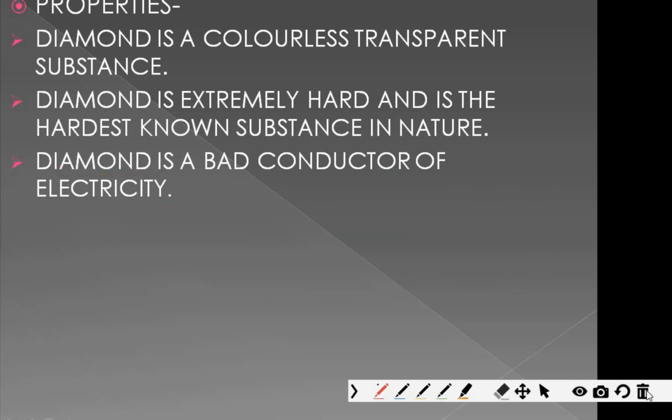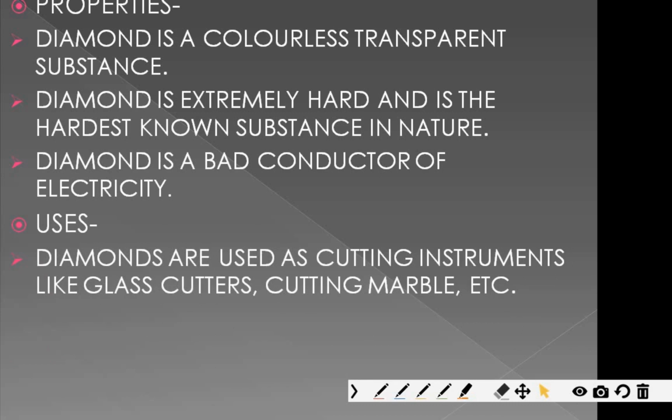Now let's move on to the next property. That ends the properties. We will see the uses of diamond. Okay, the first use is that diamonds are used as cutting instruments, like glass cutters, cutting marble, etc. Now you must have seen in your houses that diamond is used for cutting glass.